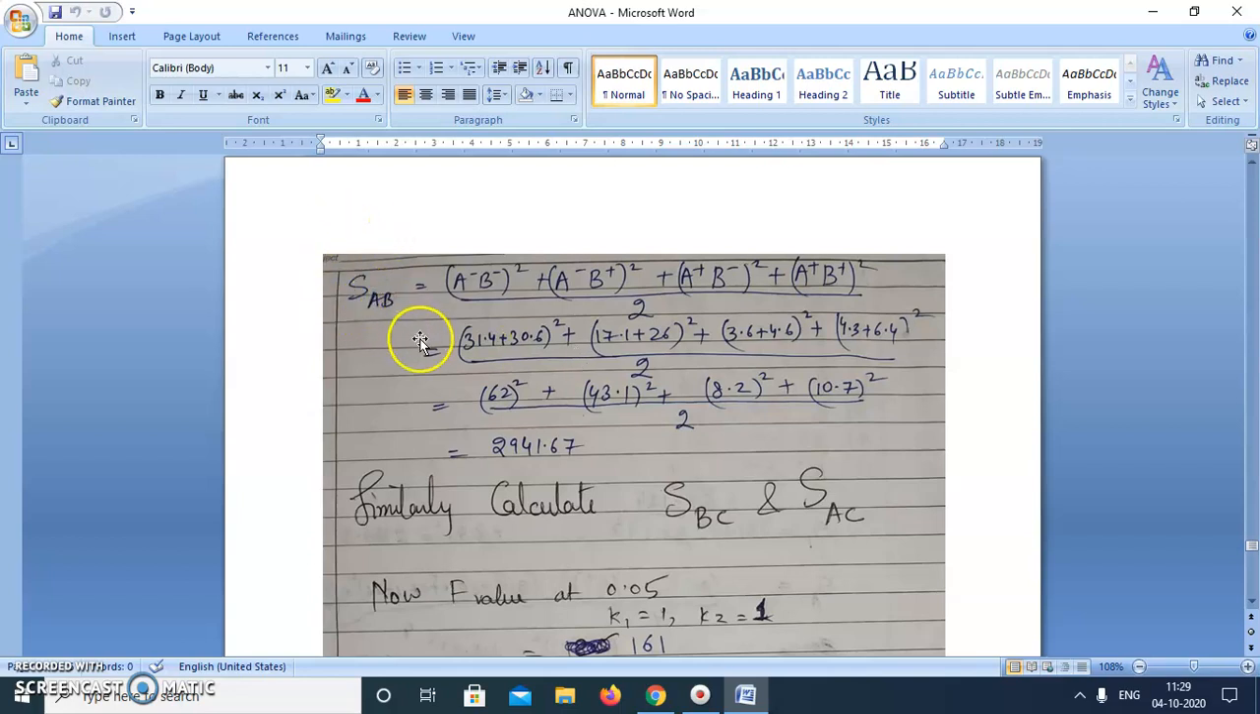Now SAB is basically: how many types of AB combinations are there? One is A minus B minus, A minus B plus, A plus B minus, and A plus B plus. So for A minus B minus there are 2 readings, we can see here in the question.